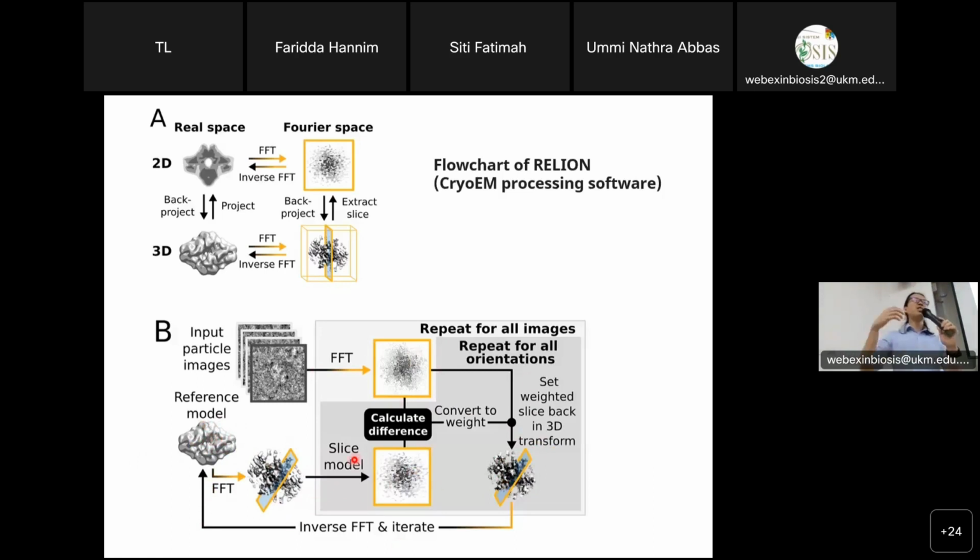Over maybe around 30 cycles, each cycle, depending on your resolution, can take up to hours or days. Especially at high resolutions, when you're approaching 3 angstrom or 2 angstrom and lower, it probably takes half a day for one iteration. So it's a very, very GPU intensive process. That's just how cryo-EM processing works, mostly on programs like RELION, which is a popular software.